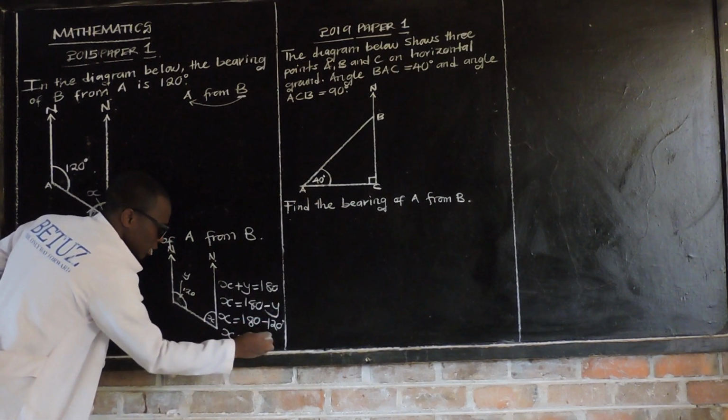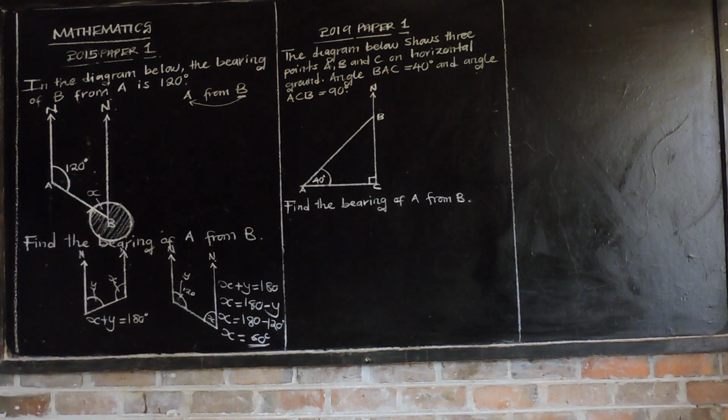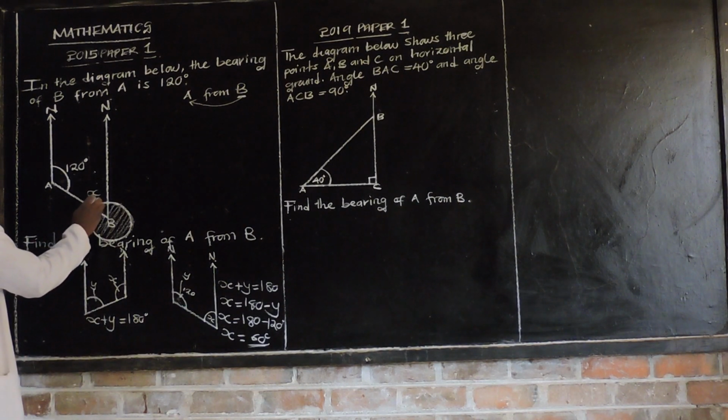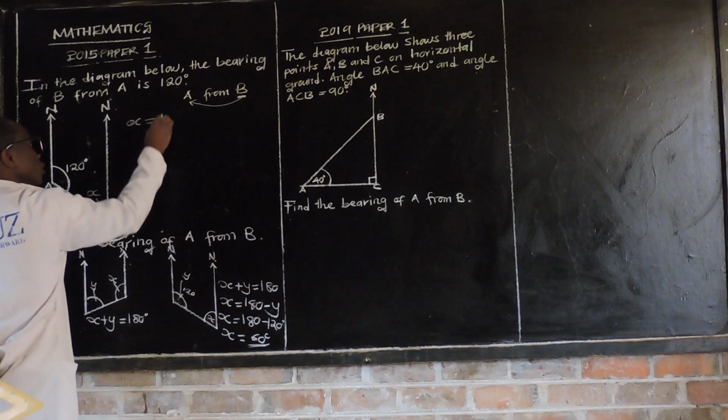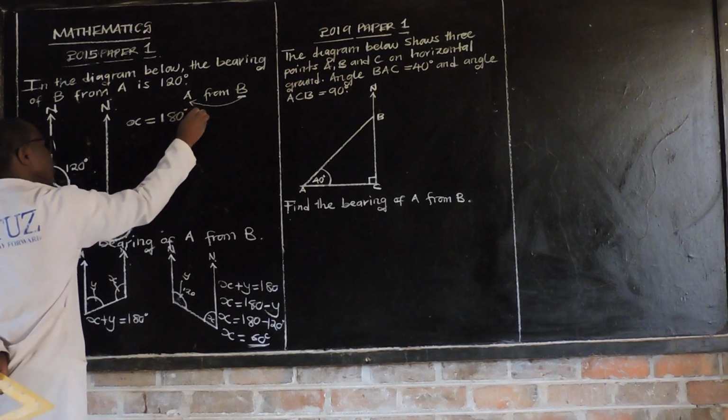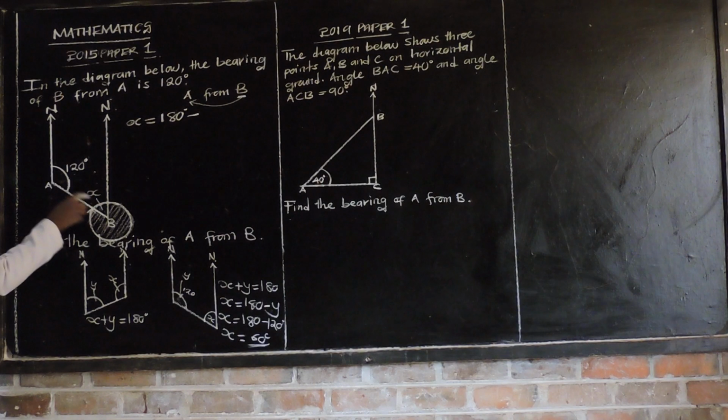To get 60 degrees. Okay? Have you seen? So our X is what? It's 60 degrees. Okay? So this is our X. So I was saying, for us to find X, just say X is equal to 180 minus these two add up to 180. So out of 180 we have got 120.